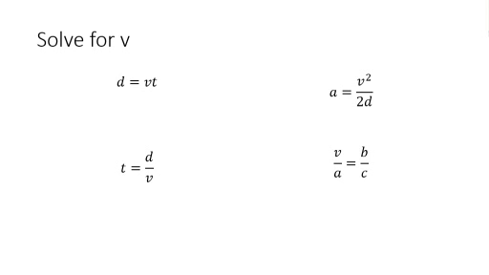If we look at the very first one, d equals vt, and we want to solve for v, you're just going to use your basic algebra skills. How do you get v by itself? Well, since it's being multiplied by t, we have to divide both sides by t. And so your equation ends up being v equals d over t.